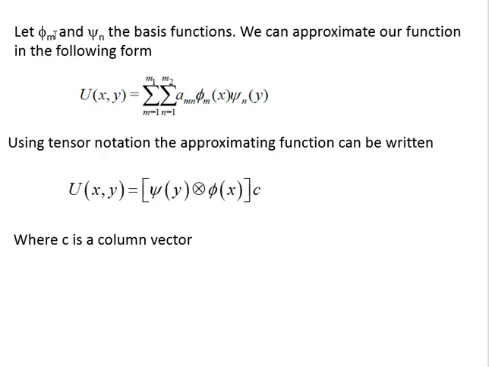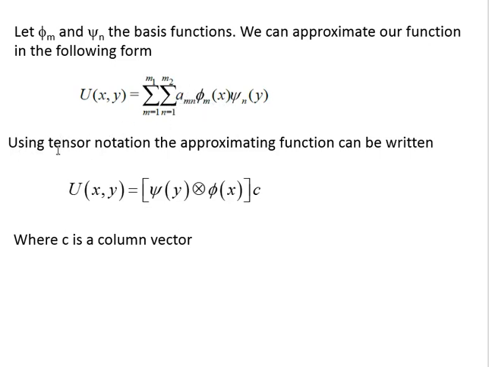Let phi m and psi n be the basis functions. These functions here are Chebyshev functions, but we can also choose polynomial functions. We can approximate our function in the following form, and we have to determine the constants here.